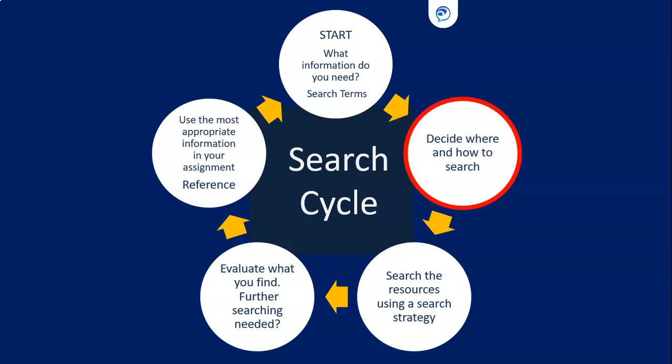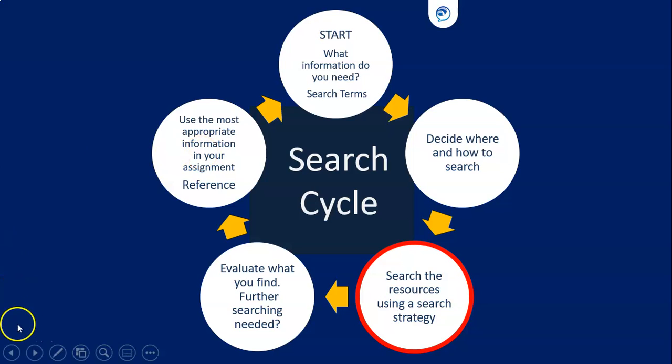This could be something like Google or Library Online, or one of the specialist library search engines that we have available to you. You will then do your search using the key terms or phrases that you decided at the start.